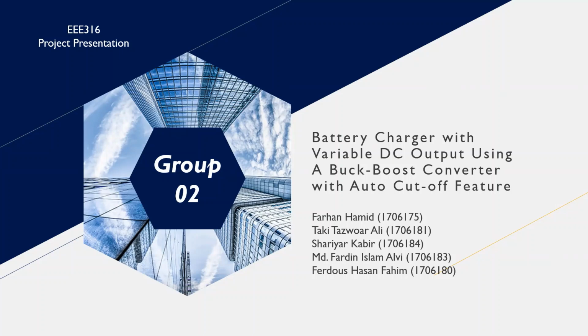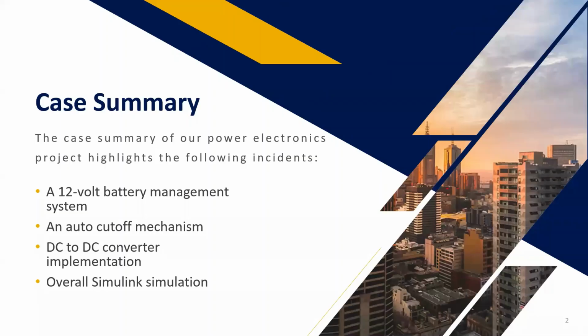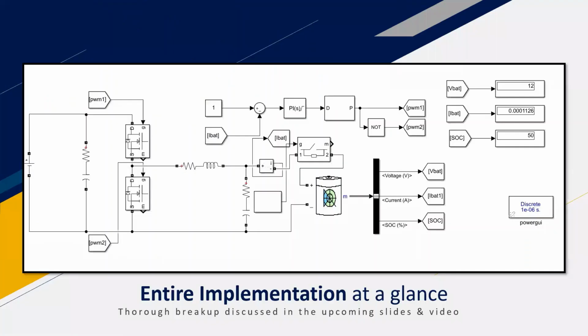Our project is about a battery charger with variable DC output using a buck-boost converter with an auto cutoff feature. We wanted to do the hardware implementation of our project, but due to the current COVID situation, we were instructed to perform software simulation in Simulink. Our project highlights the following: a 12-volt battery management and auto cutoff mechanism, and DC to DC converter implementation. The entire circuit implementation at a glance is broken up and discussed in the upcoming slides and video.